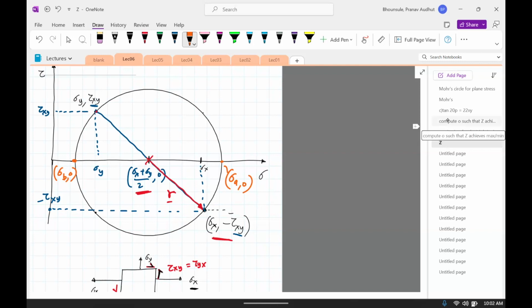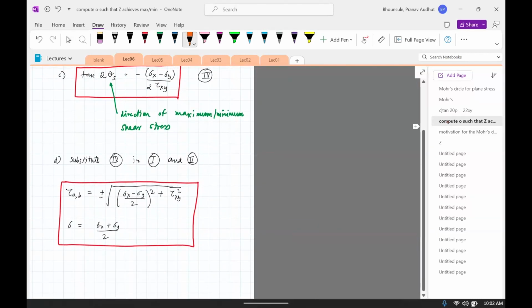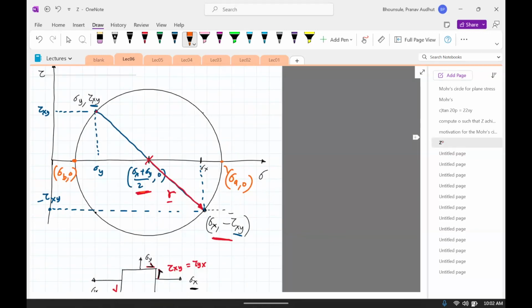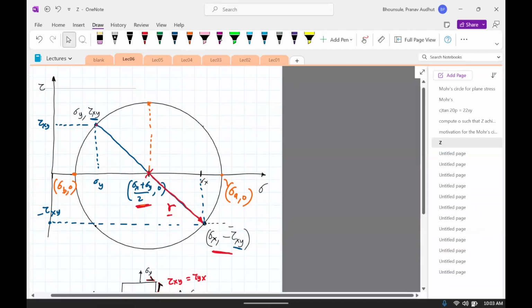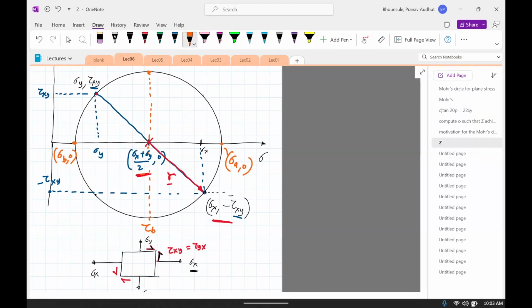Okay, then let's see how to compute the shear stress. So the maximum shear stress, tau AB, has an x coordinate or a sigma coordinate of sigma x plus sigma y divided by 2. But what is sigma x plus sigma y divided by 2? That's the center of the circle, right? So go back, it's this point. So the maximum principal shear stress has to be right at this point. Tau A, tau B. Okay, again, easy to compute that once you have the circle.